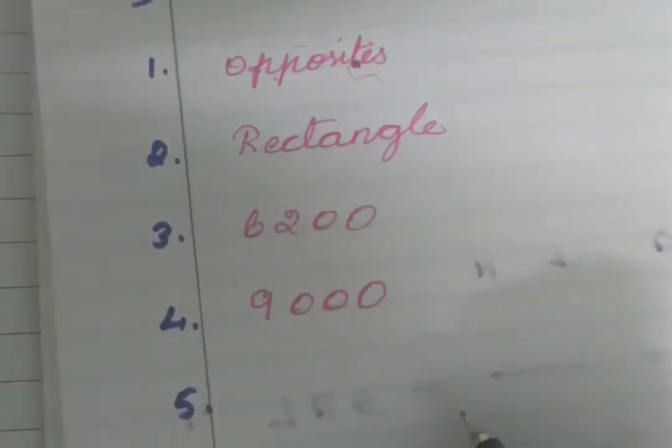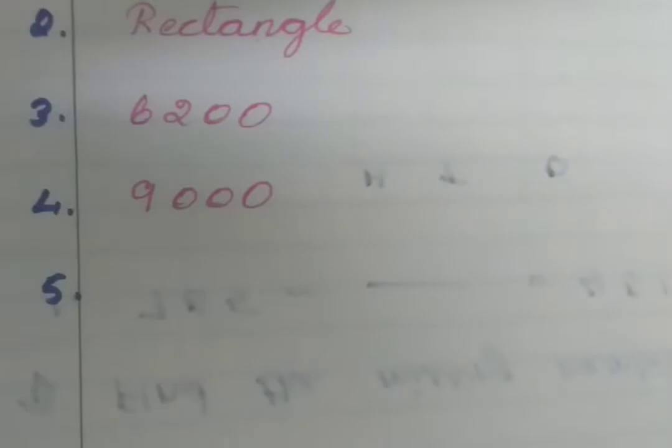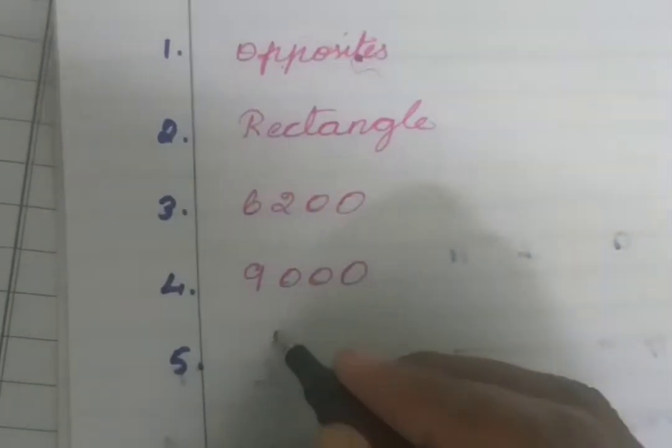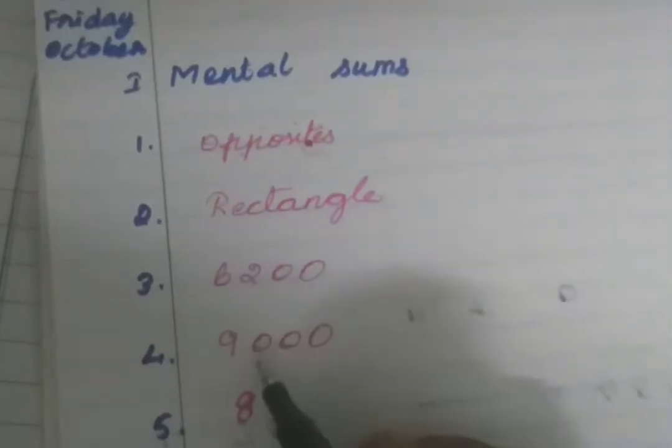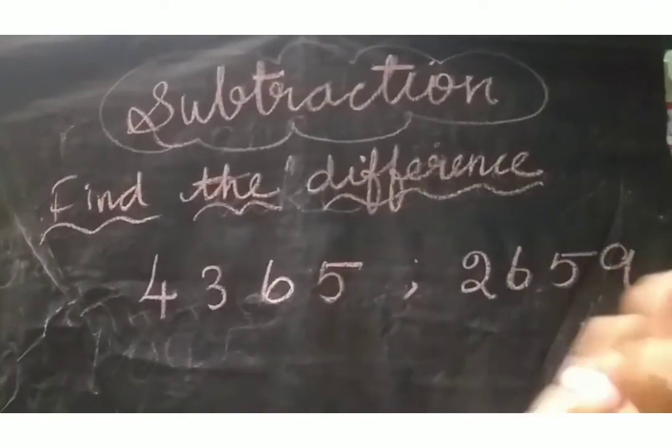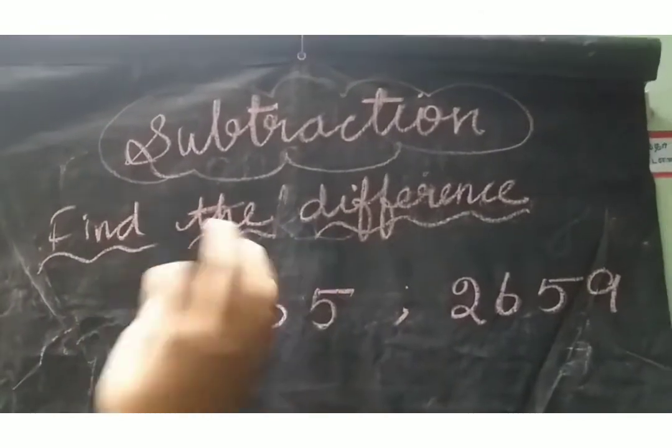And the fifth sum, how many hundreds are there in 7,829? You should write in the right side margin 7,829. Immediately you should write the ones, tens, hundreds, thousands. So how many hundreds are there in 7,829? So 8 hundreds, and you should write the number 8. So how many of them got full marks? Yes, very good students.